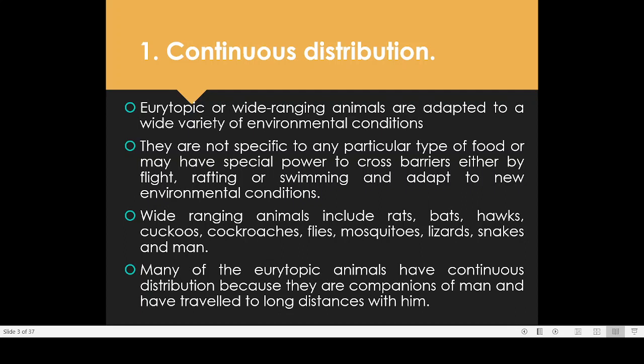So some animals do not have any special restriction or preference for any particular type of food. They can survive. For example, the house crow can survive in any area because it is an omnivorous bird, feeding on any kind of food. Such animals which do not have any particular preference for food can easily survive in different areas of the world. So that is one reason. Then another reason is that they may have a special power to cross barriers, either by flight, rafting or swimming.